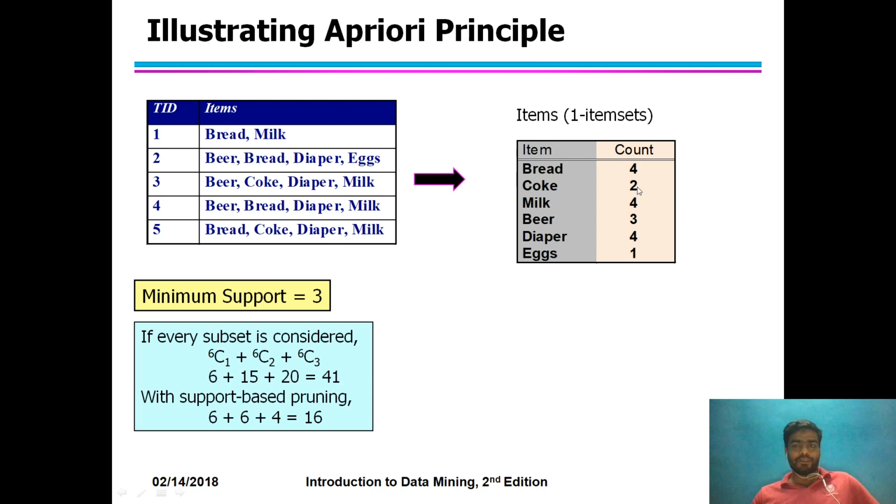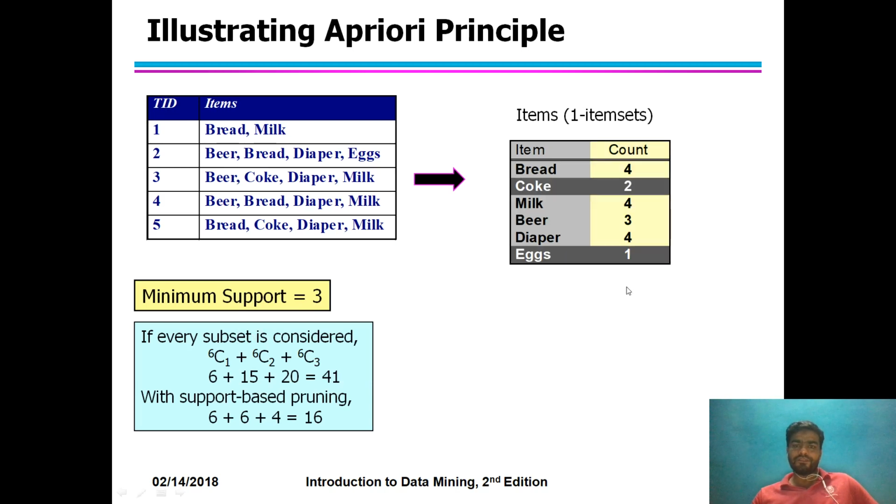So Coke is not a frequent item set because its support count is less than the minimum support value of 3, and egg will also be pruned because its support count is less than 3. Coke has 2, egg has 1. So these two items are removed from the frequent item set list. Now the frequent item sets are only bread, milk, beer and diaper. I am considering this because we have taken minimum support equal to 3.